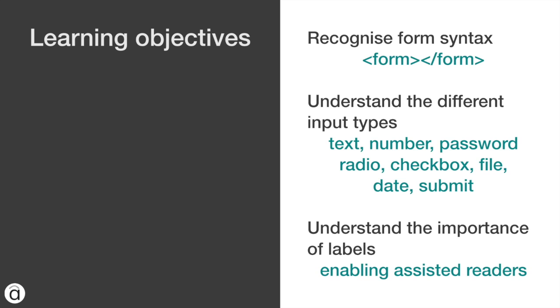The objectives were to recognize form syntax, understand the different input types, and understand the importance of labels. Okay, so form and closing form tags was all well and good. The input types we looked at and have coded: text, numbers, password, radio, checkbox, file, date, and submit. We've covered a lot there. Don't forget, the radio only gives one option to choose. Checkbox gives us quite a few options to choose.